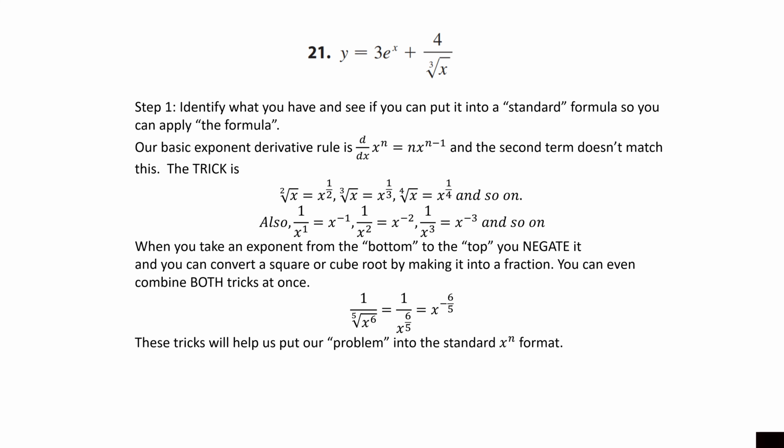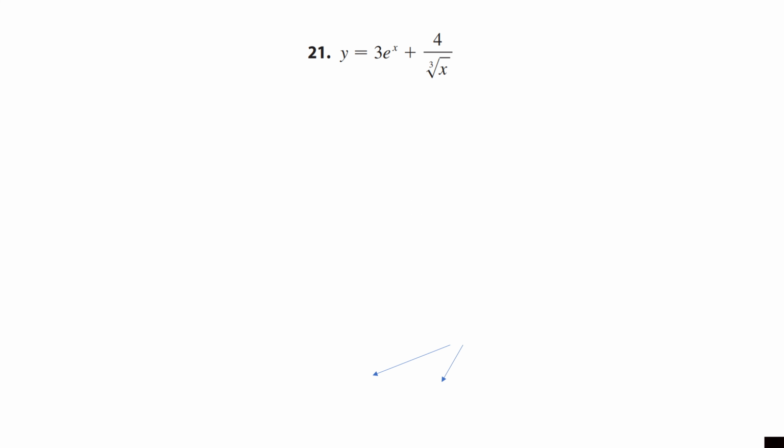So say hypothetically we had 1 over the fifth root of x to the 6. Here you get 1 over x to the 6 over 5 as the first step, which is basically just removing the root. And then we can move it upstairs by making the exponent negative. These tricks are going to help us solve the second half of question 21.